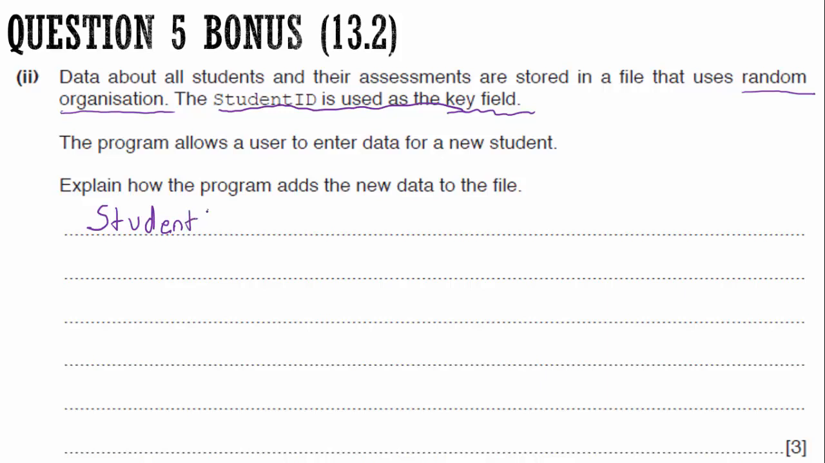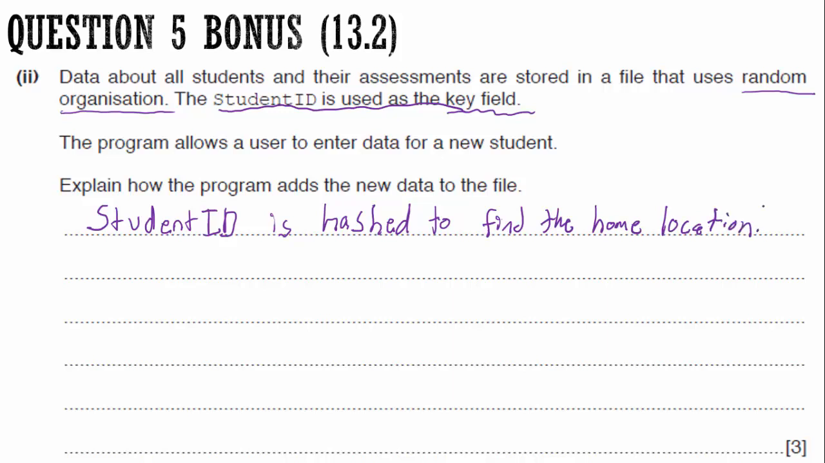Student ID is hashed. Now you can't just say it's hashed. You have to say why it's hashed, and that is to find the home location. And the home location is where data in the file is stored. That is why it's hashed. So if you just say it's hashed, to find the home location, you're thinking that's 2 marks. It's really only 1. You have to explain why it's hashed. And it says explain how the program adds the new data to the file.